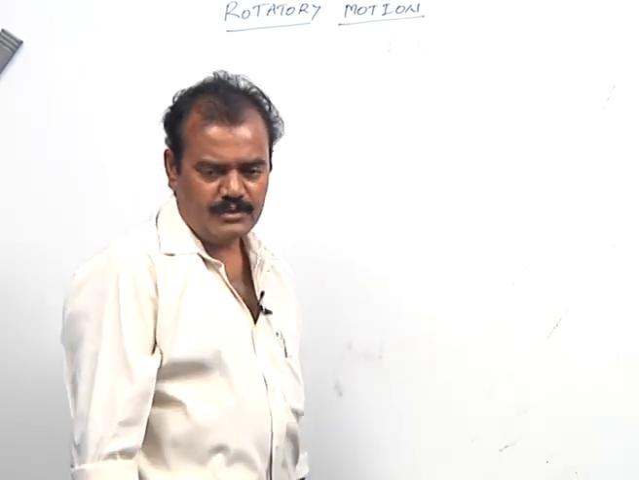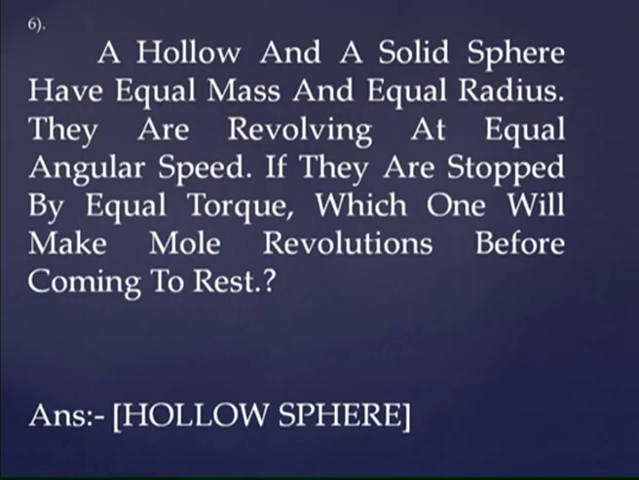Here in this next problem, you are given a hollow and a solid sphere that have equal mass and equal radius also. They are revolving at equal angular speed. If they are stopped by equal torque, then which one will make more revolutions before coming to rest?